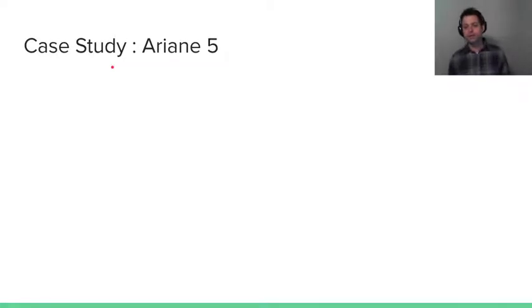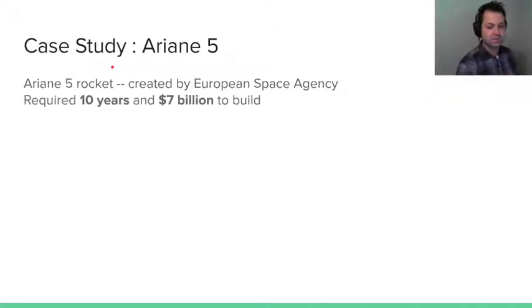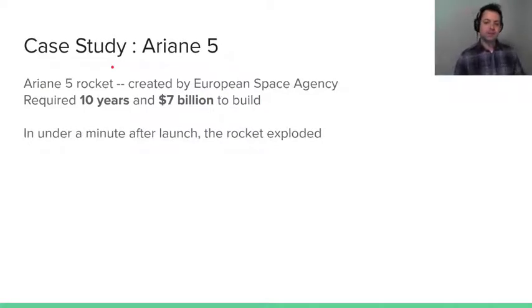First, let's look at the Ariane 5, and this is why I didn't really want to go into it because I have a lovely GIF of what happens here. So this rocket was created by the ESA, so the European Space Agency. This was a huge project, 10 years, $7 billion for a rocket to go up in the sky, right? A minute into launch, this thing explodes. 10 years down the drain, $7 billion down the drain. And this was USD, not converted to euros or anything like that.